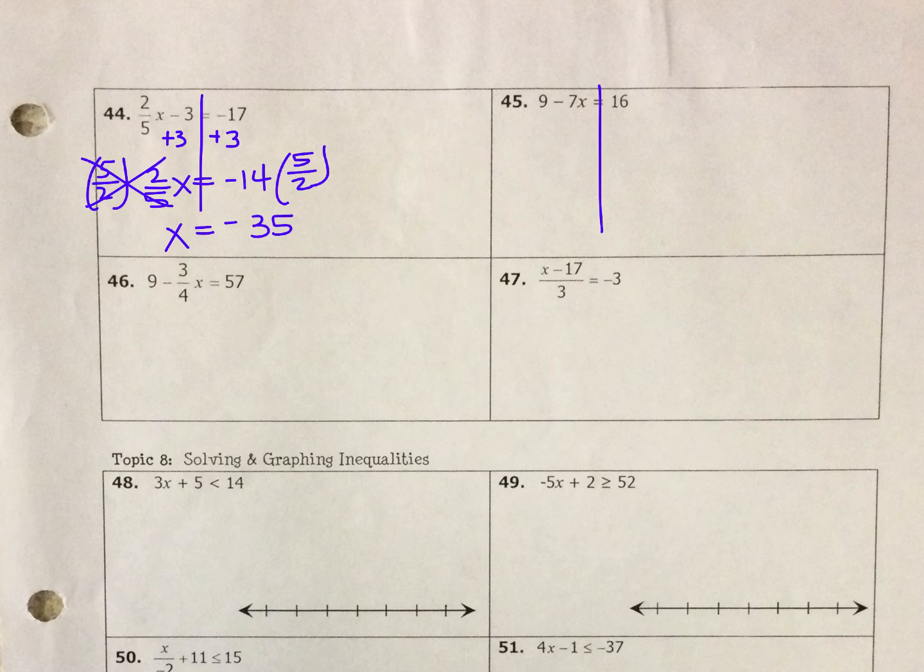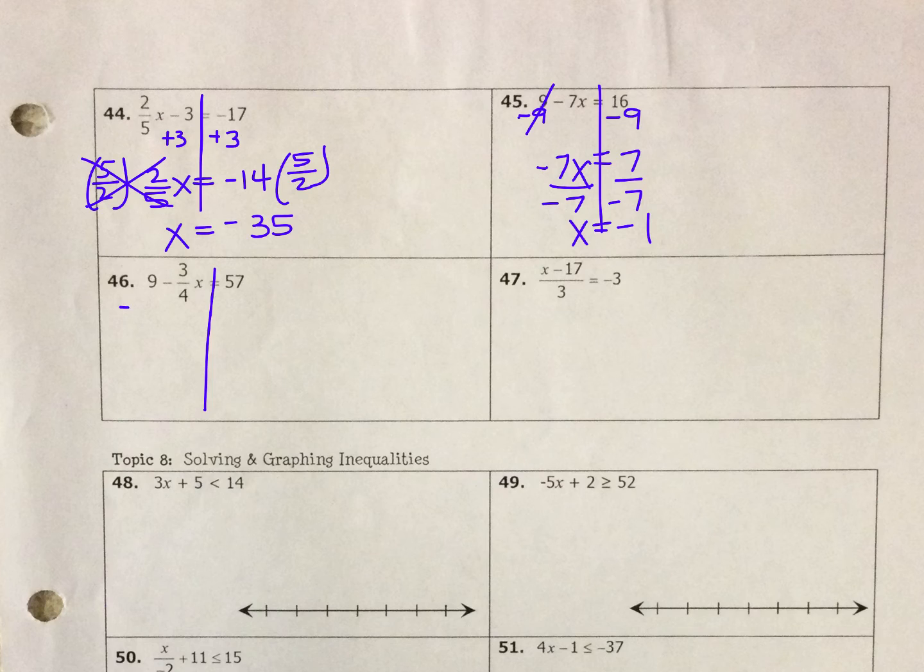This one, this 9 is a positive 9, so I'm going to have to subtract him to get him to cancel out. Negative 7x equals 7. Divide by negative 7, x equals negative 1.